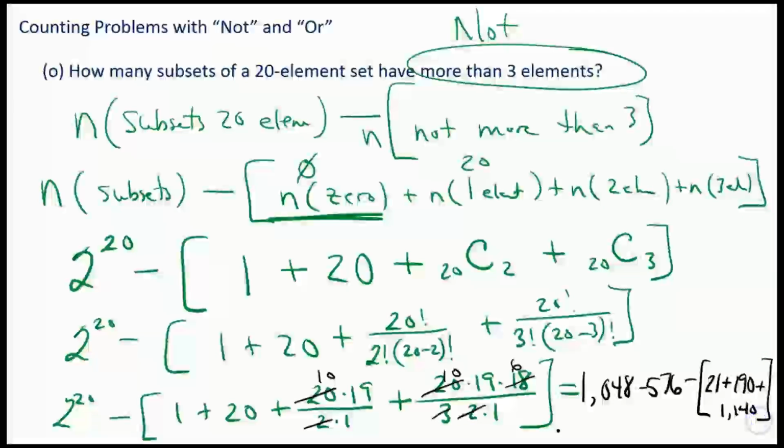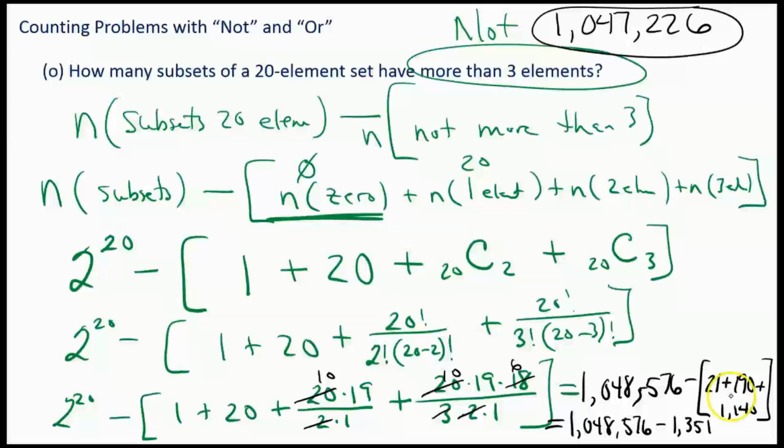So I've got 1,048,576 minus 21 plus 190 plus 1,140. Whew, what a mess. Okay, so I added the 21 plus the 190 plus the 1,140. You'll see it got 1,351. So I took my 2 to the 20th, which again is 1,048,576, minus 1,351. Final answer, 1,047,225. How do you like that big old problem?